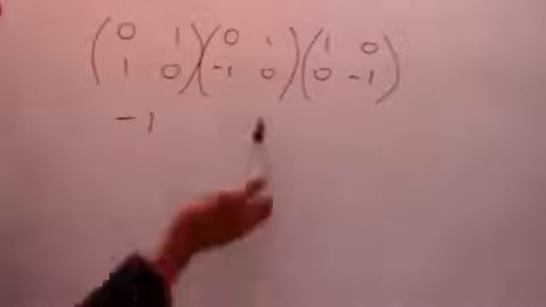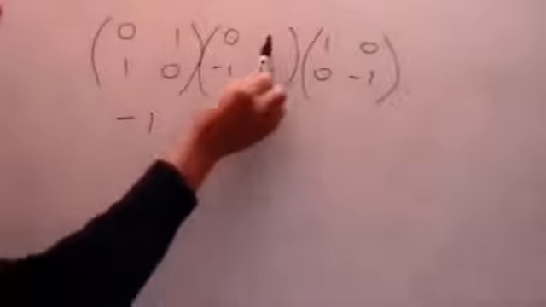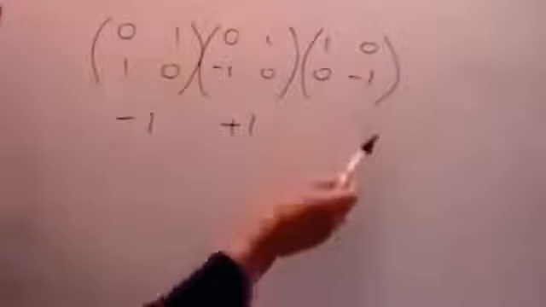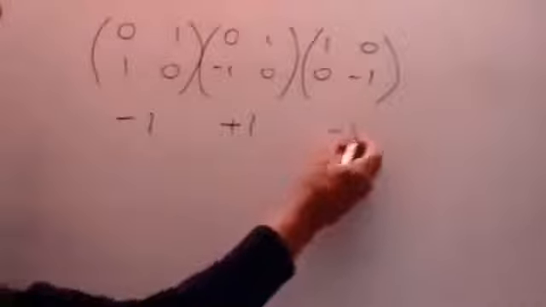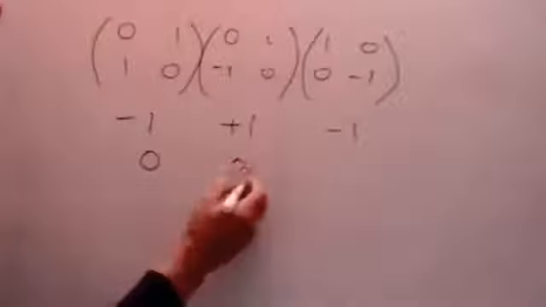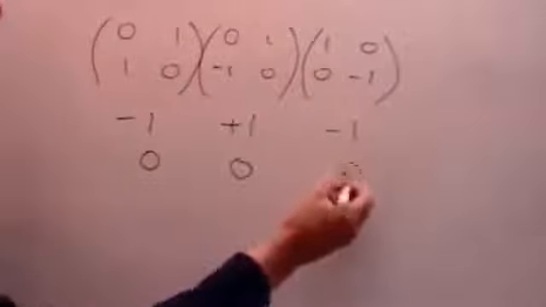The determinant here will be 0 times 0 minus 1 times 1. That's minus 1. The determinant here is 0 times 0 minus i times minus i. That's plus 1. The determinant here is 1 times minus 1 minus 0 times 0, which is minus 1. So the determinants of these matrices are 1 or minus 1, so that's okay. The trace, 0 plus 0 is 0, 0 plus 0 is 0, 1 minus 1 is 0.